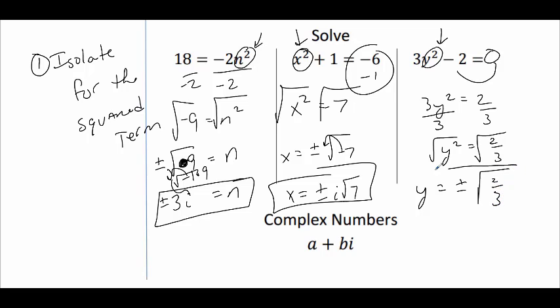Now, hopefully, we don't use an i because there's no negative on the inside. It's okay to have that. So plus or minus the square root of 2/3. No i's because there's no negatives on the inside. So we're good to go there.